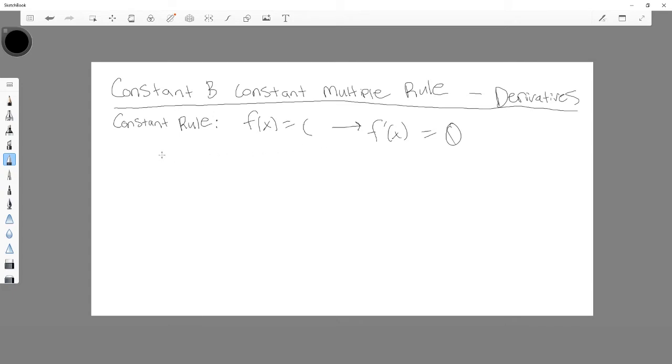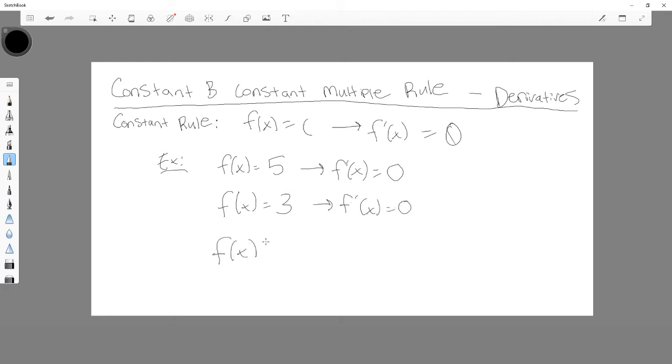And let's do an example. It's a pretty simple concept. So if we had f of x equal 5, then the derivative of that would equal 0. If f of x were to equal 3, then the derivative of that would also equal 0. And if f of x equals negative 700.52, then the derivative would still equal 0, just because those are all constants.